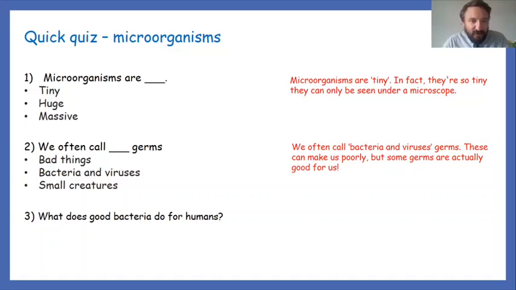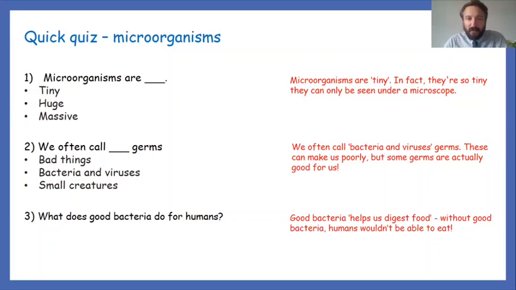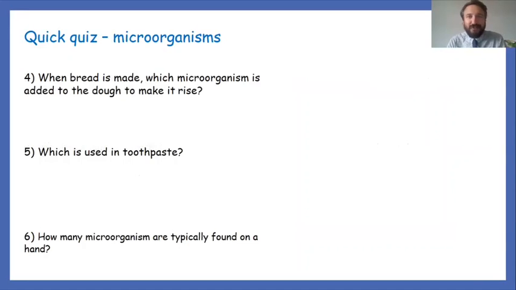And what does good bacteria do for humans? Well, good bacteria helps us digest our food. Without good bacteria, humans wouldn't be able to eat. Now, don't stop there, because I'm sure we've got 3 more questions. When bread is made, which microorganism is added to the dough to make it rise? That's an easy one. Which microorganism is used in toothpaste? And how many microorganisms are typically found on a hand? That was definitely in the top 10 facts. Pause the video there and I'll see you in a few minutes.